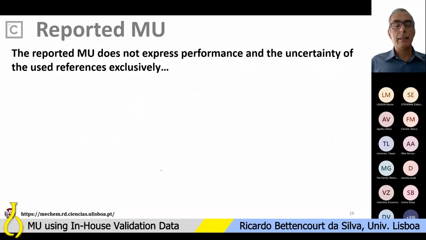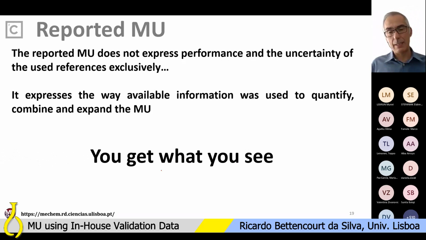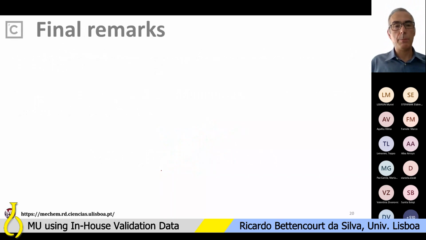So let me now close saying that we must be aware that the reported uncertainty is much more than performance, and the uncertainty of the reference values is more than that. It expresses the way information is processed, is managed, how the same performance data is treated and managed. So in fact, in uncertainty, you do not get what you see, you get how you see. How you look at the same data impacts the reported uncertainty.